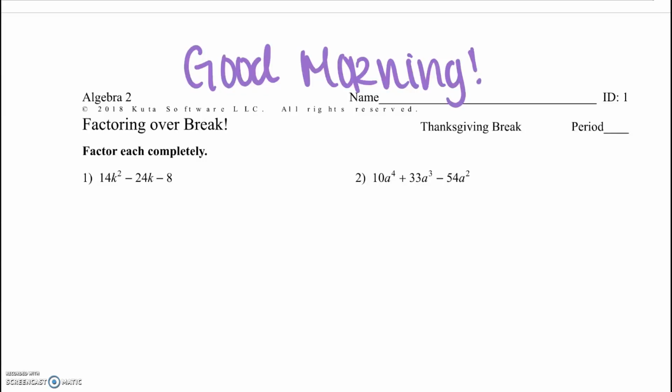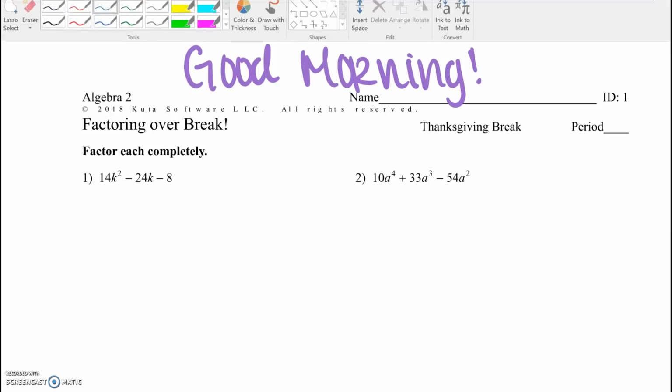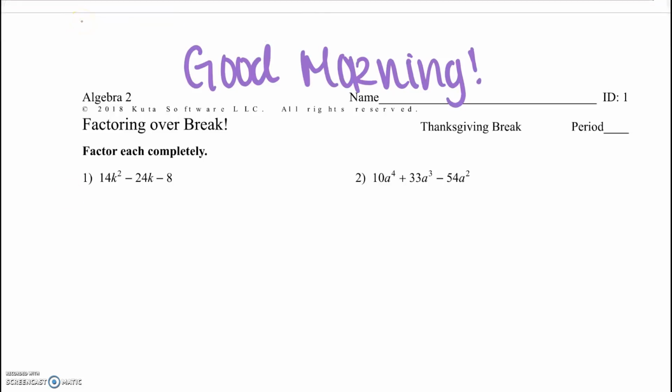All right, guys, so I'm going to go over factoring. The first step that we do when we factor is always to take out the greatest common factor. So if I'm looking at example 1, I'm going to look for what number goes into all three of these numbers. So the number that goes into 14, 24, and 8 is 2.